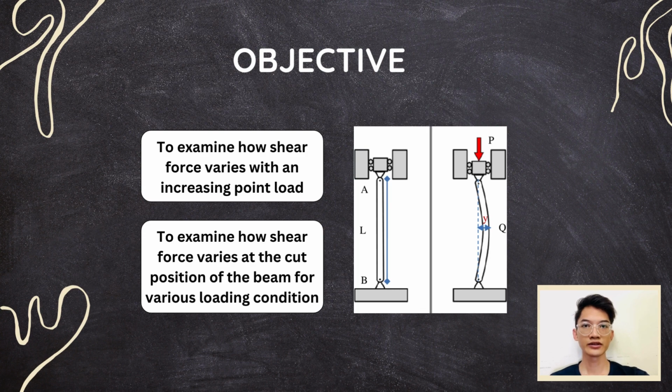The objective of this experiment is to examine how shear force varies with an increasing point load, and to examine how shear force varies at the cut position of the beam for various loading conditions. The critical buckling load will be represented by an aluminium strut in this experiment. There are three different restraint conditions that we will be using, which are pin and fix, and fix and fix, and also three different strut lengths, which are 320 mm, 370 mm, and 420 mm.